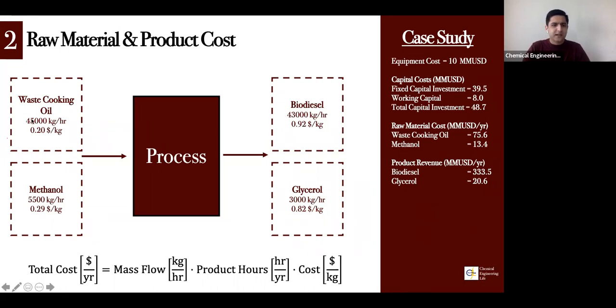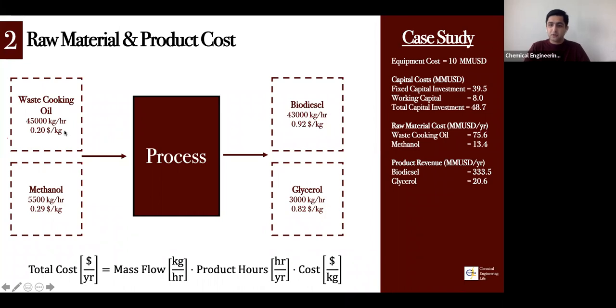Now you can see that we have waste cooking oil. It is 45,000 kilograms per hour. We multiply it by our hours, and then you multiply it by the cost. It is $0.2 per kilo, and you end up getting your dollars per year. And you do that for each and every raw material and for each product.